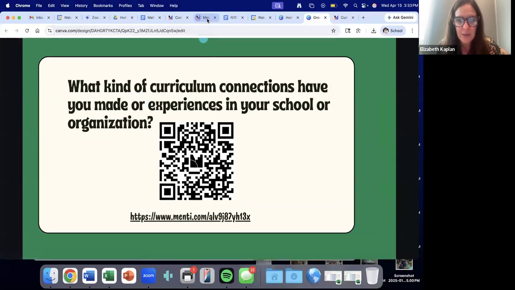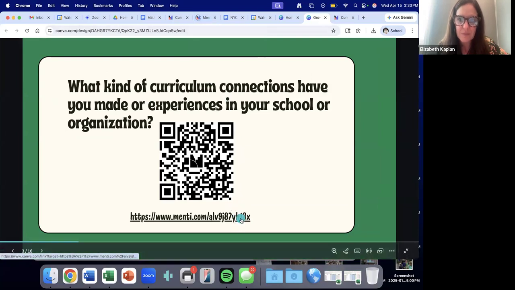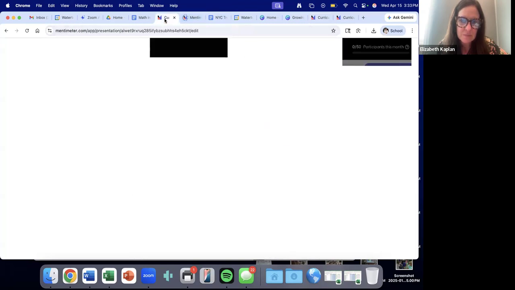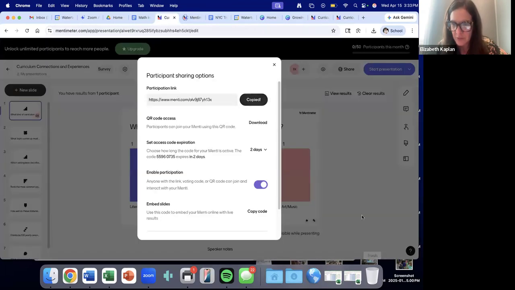So I'm going to open up that for you. And hopefully we'll be able to see your responses. I'm going to put the link in the chat as well. So if you don't want to use the QR code, here's the link.